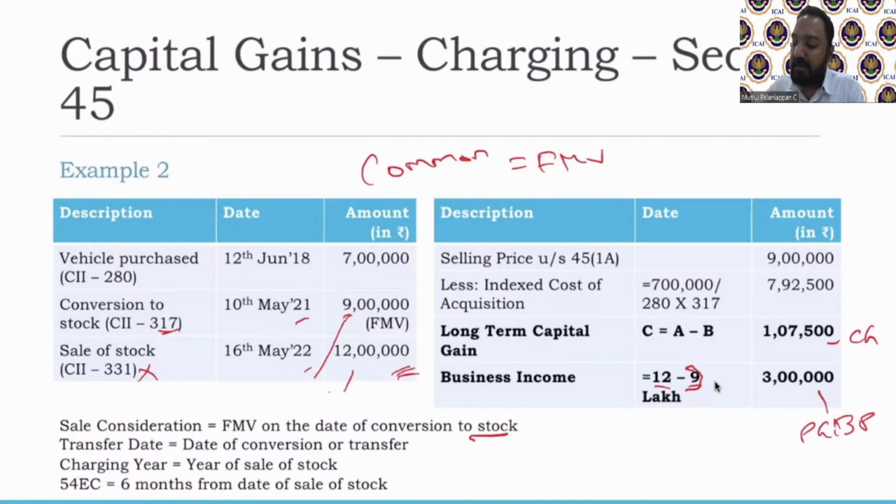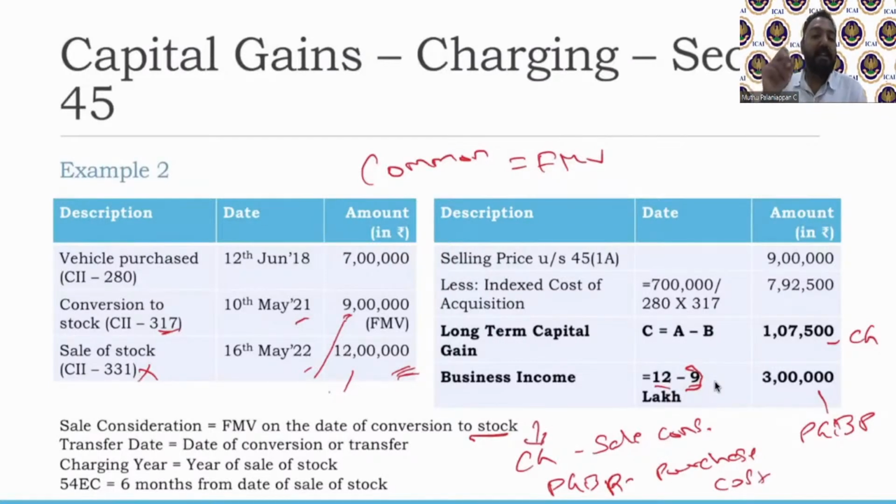So for capital gain, it is sale consideration. For PGBP, it is purchase cost. So the fair market value that we are talking about, for capital gain, becomes a sale consideration. For PGBP, it becomes the cost. Transfer date will be the date of conversion or transfer. That is why we are only considering it this year, as if it is being held only till that period.